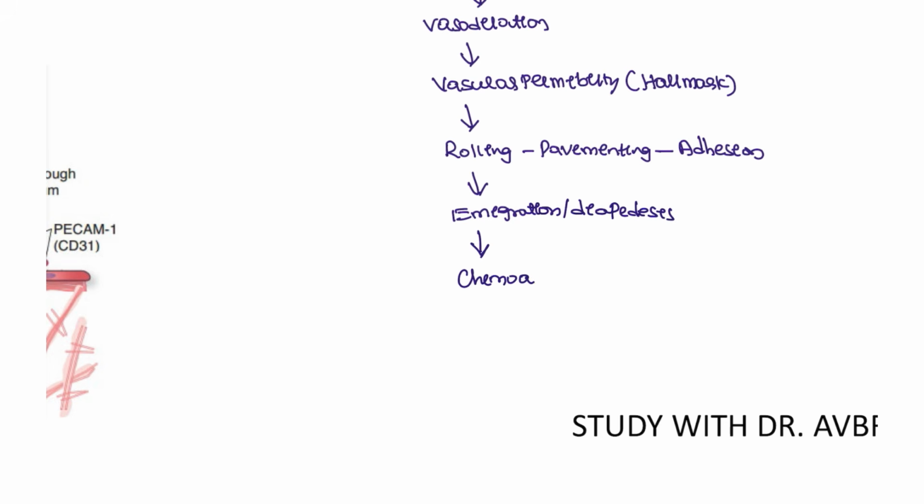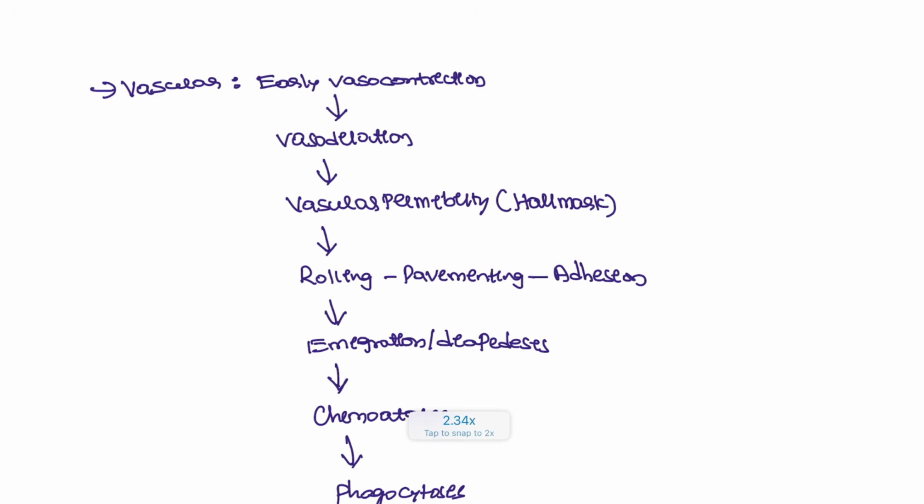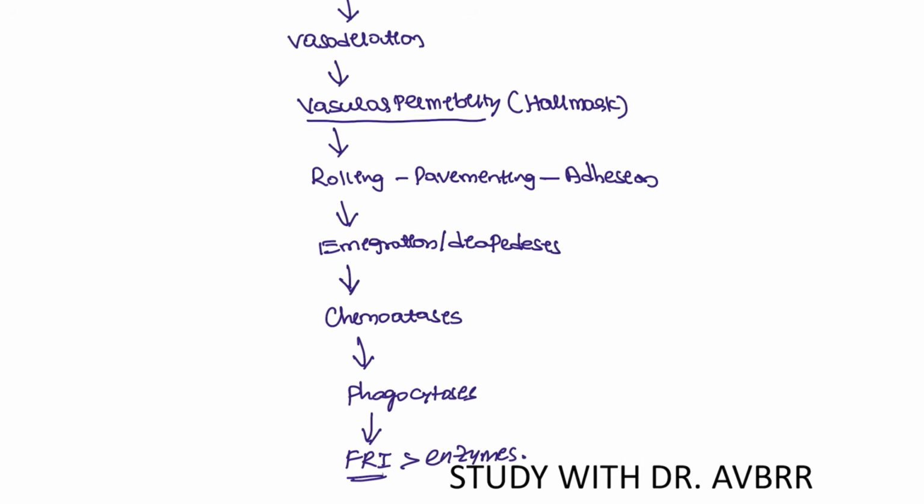Then it will release chemotactic factors. These will kill by the help of phagocytosis. It could be mostly free radical injury by enzymes. Any other enzymes can also participate here. So the first and most important part is vascular permeability. That is the hallmark of this particular condition.